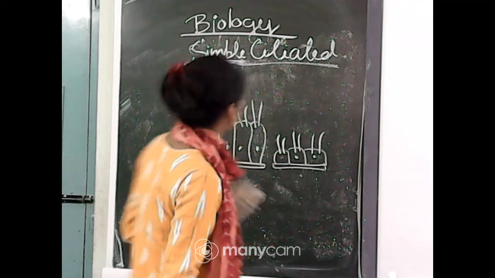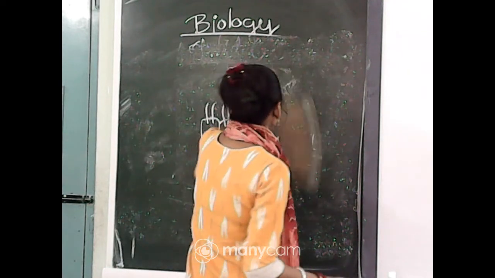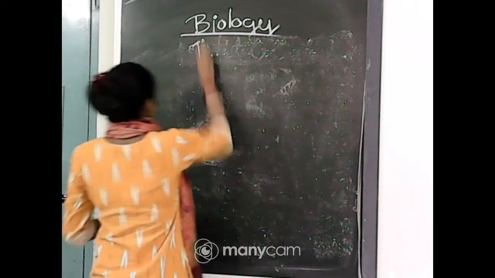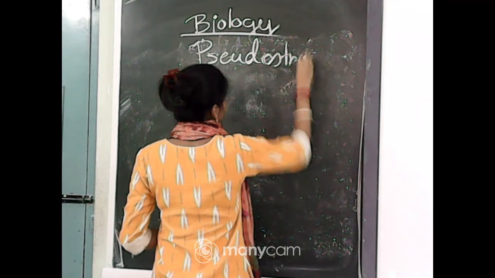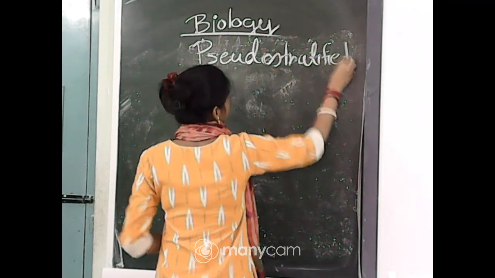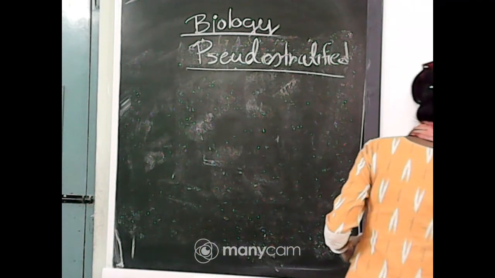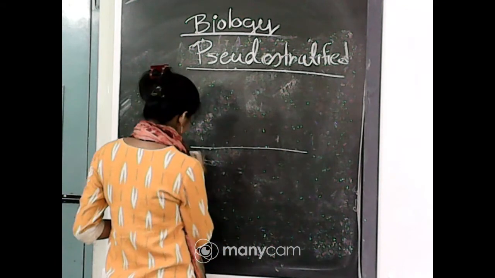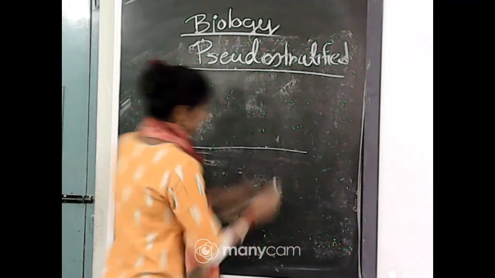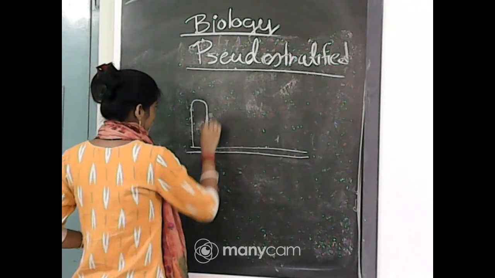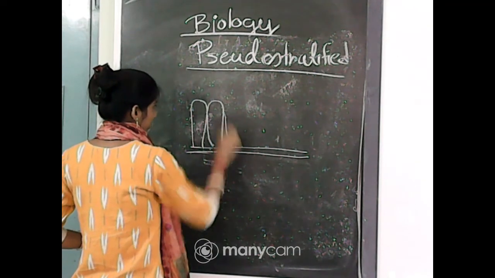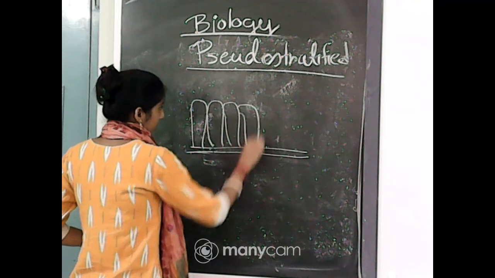The next type of tissue is pseudostratified epithelial tissue. In pseudostratified epithelial tissue, look first at how the cells are arranged. That is the basement membrane.